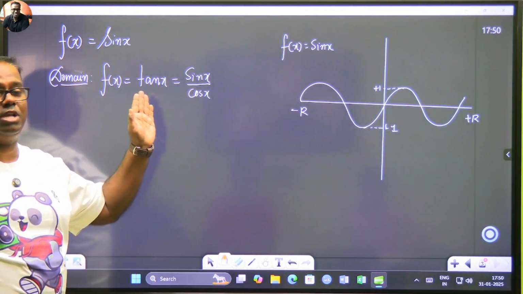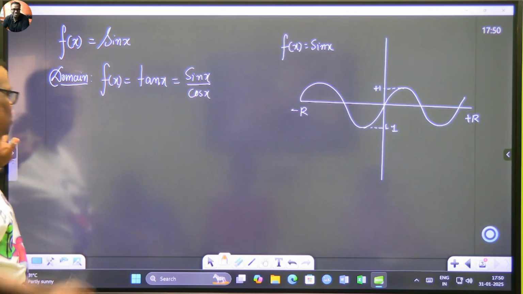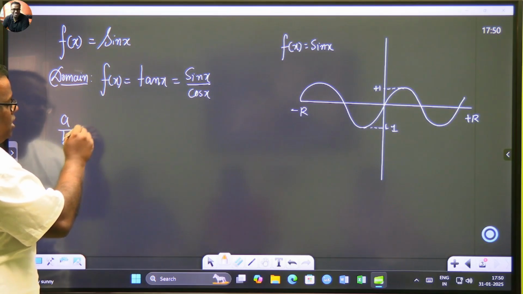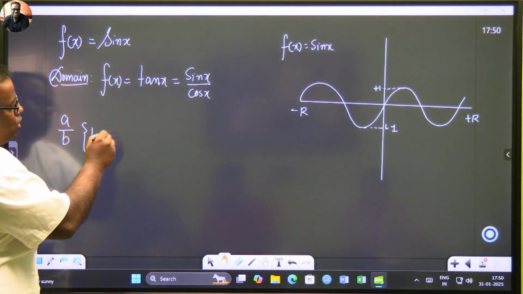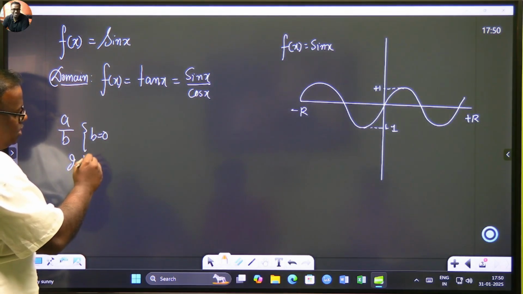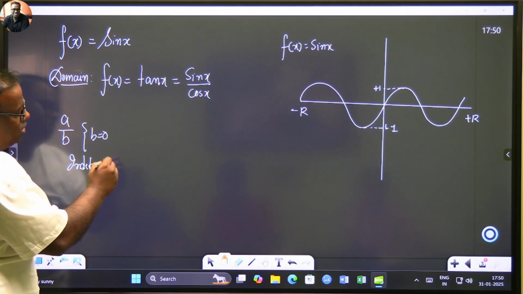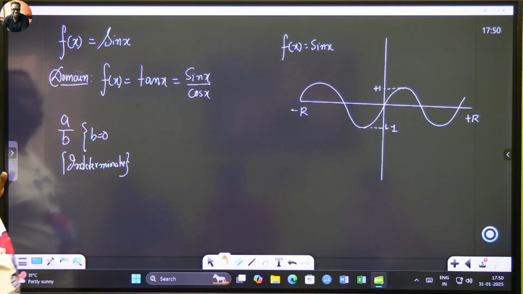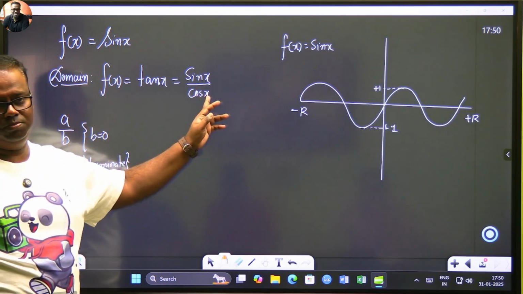The denominator of an expression can never be 0. I hope you know this format, okay? You cannot have a format a by b where b equals 0. If b equals 0, then we call this in mathematics indeterminate. I have told it many times, indeterminate. We can't determine this. This is an indeterminate format. It means the denominator cannot be 0.